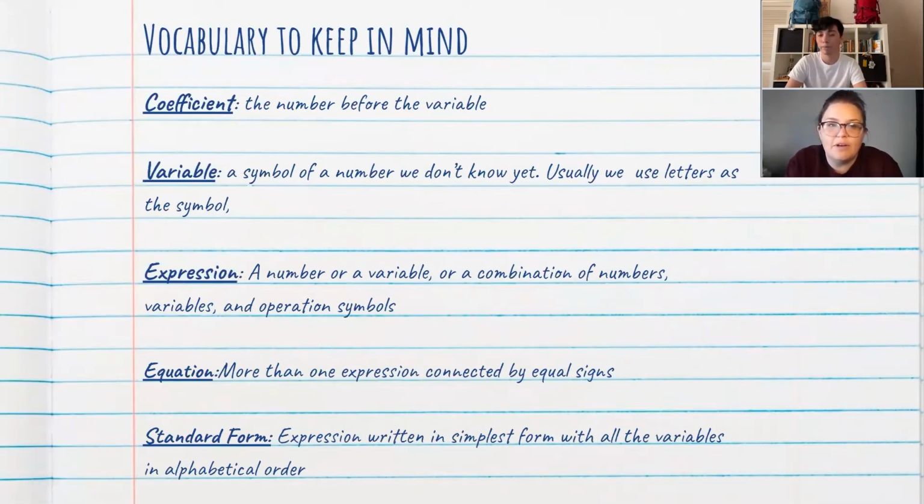Some of the vocabulary we're going to use today are the words coefficient. Coefficient is the number before the variable. A variable is a symbol of a number that we don't know yet. Usually we use letters as the symbol. So you can see by coefficient there that 5 is the coefficient, x would be the variable. An expression is a number or a variable or a combination of numbers and variables and operation symbols. An equation is more than one expression connected by equal signs. And standard form is the expression written in its simplest form with all the variables in alphabetical order.